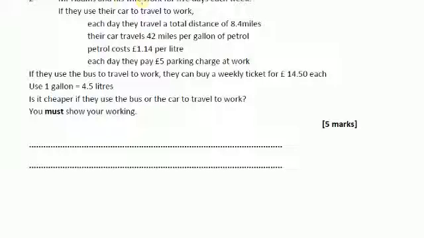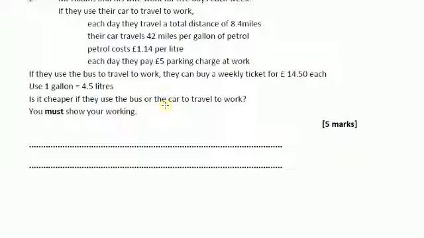Question number 2. Mr. Adams and his wife go to work for 5 days each week. If they use their car, then they travel a total distance of 8.4 miles each day. They do 42 miles per gallon on their car. Petrol costs £1.14 per litre. Each day they pay £5 parking. A lot of information here. If they use the bus to travel to work, they can buy a weekly ticket for £14.50. Use 1 gallon equals 4.5 litres. Is it cheaper to use the bus or the car?